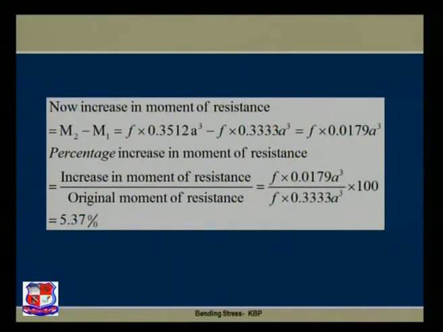Before the next problem, the remaining portion is how much percentage increase in the strength. We can achieve that by obtaining the ratio of the increase in moment of resistance to the original moment of resistance. The increase in moment of resistance is given by M2 minus M1, that is 0.3512 a cube minus 0.333 a cube, that is an increase of 0.0179 a cube, divided by the original 0.333 a cube. We achieve 5.37 percent increase in the moment of resistance by flattening top and bottom at a distance of y equal to 8 by 9a.